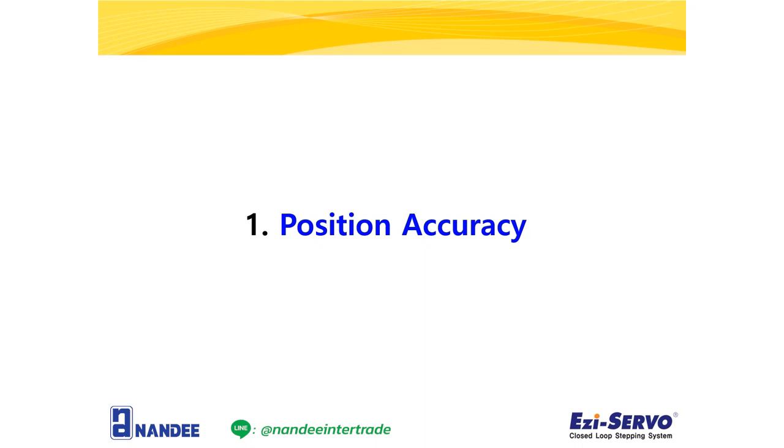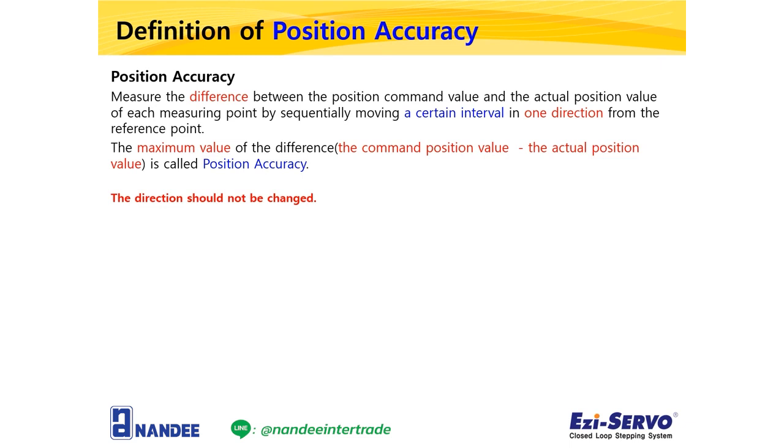First, let me explain the term position accuracy. Position accuracy is the maximum difference between the command position value and the actual position value of each positioning point by sequentially moving the motor at a certain interval in one direction from the reference point. To put it simply, it is the maximum difference between the commanded position value and the actual position value when the motor is operated in one direction. The important point is that the rotation direction of the motor must not be changed.